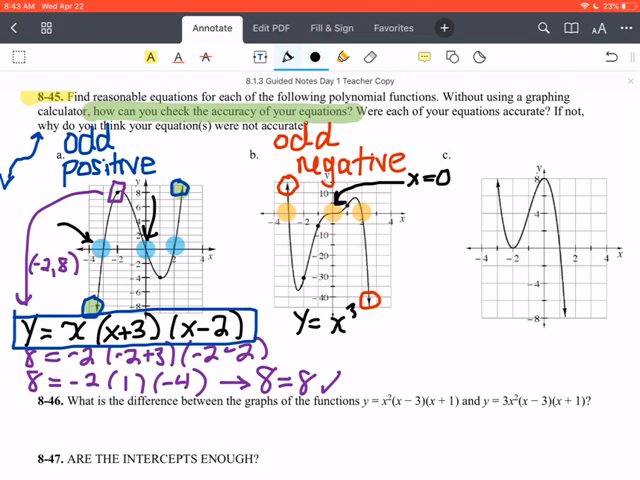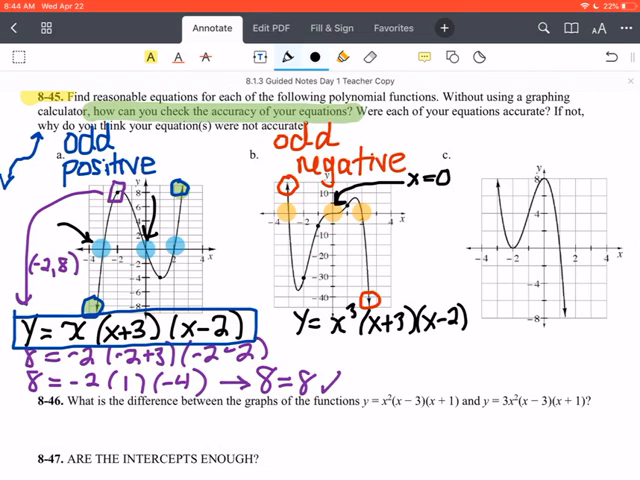So I'm always going to try the smallest odd number, and it can't be 1. It has to be 3 or greater. And that's what we learned in 8.1.2 and 1.1. And then we have x plus 3, the opposite of -3, and then we have x minus 2.